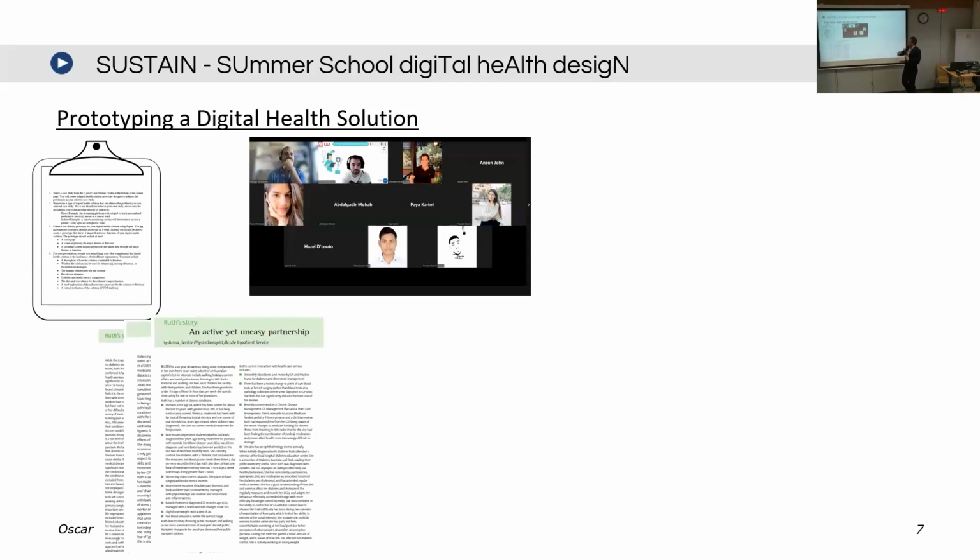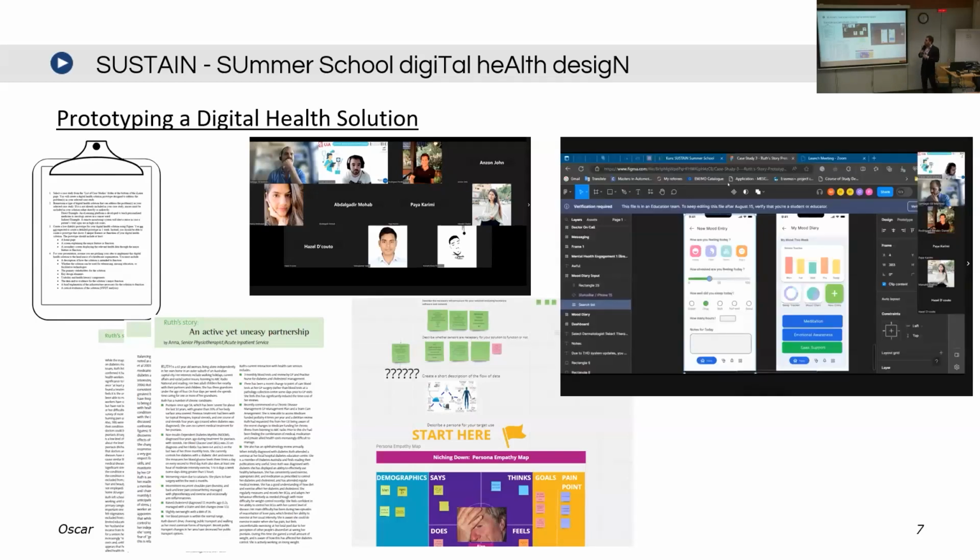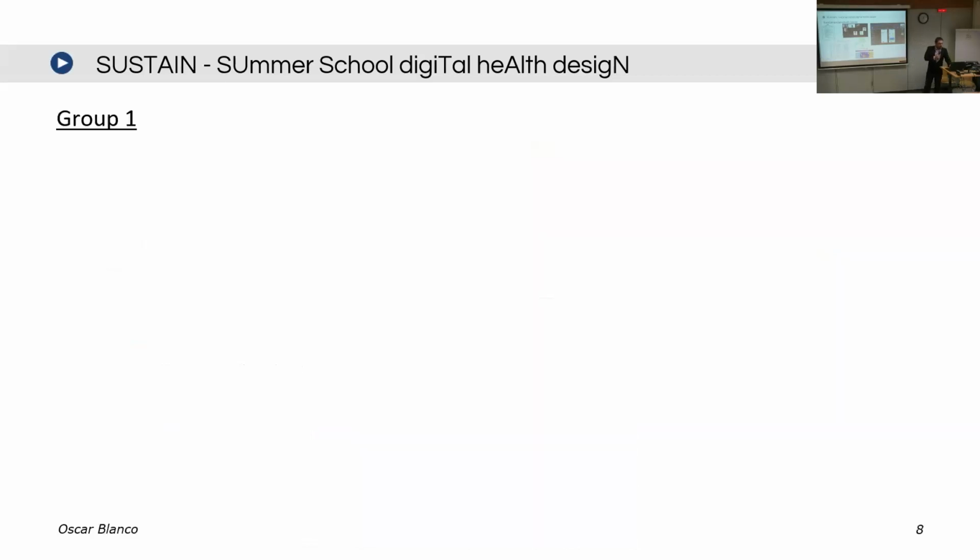And through a series of lectures, discussions, some collaborative working sessions and different tools, they worked together to generate a prototype for what they thought would be the best digital health solution to solve the problem that their group was tasked with. So we have group number 1.